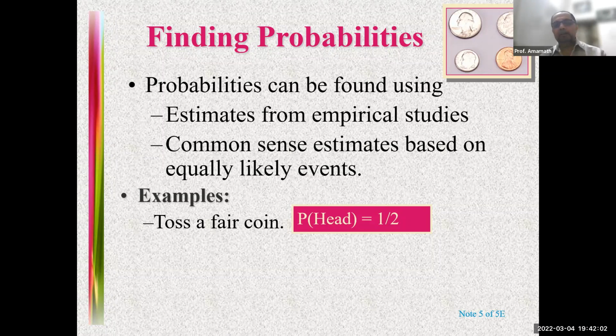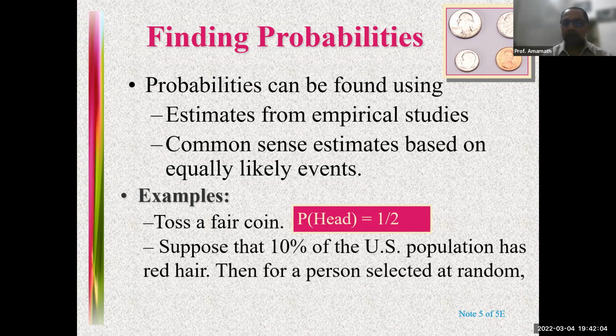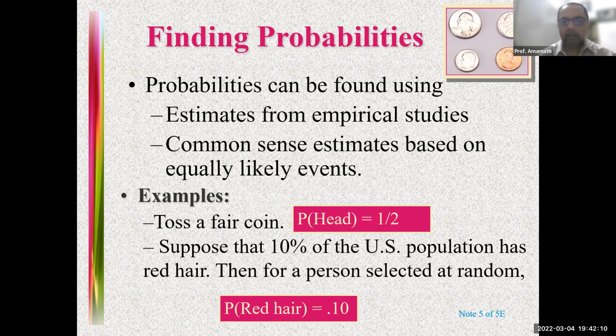Suppose that 10% of the US population has red hair, then for a person selected at random, the probability of red hair is 0.10. That is how we tend to understand it. That is 10 by 100. So 0.10 is the probability when a person is selected at random. That's a probabilistic number. This is how we try to articulate things.